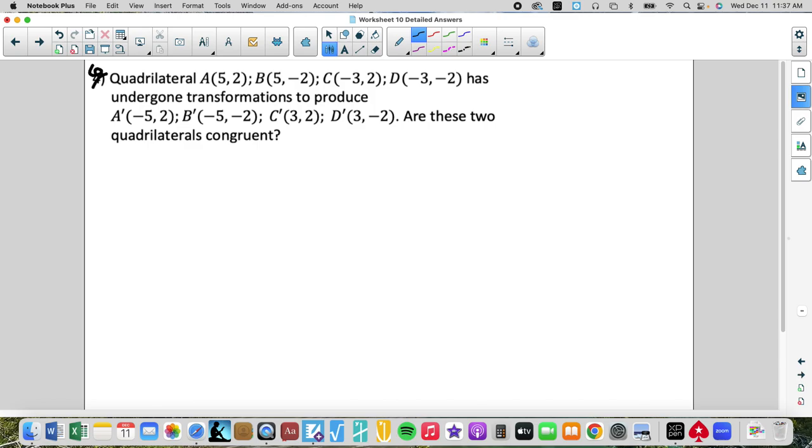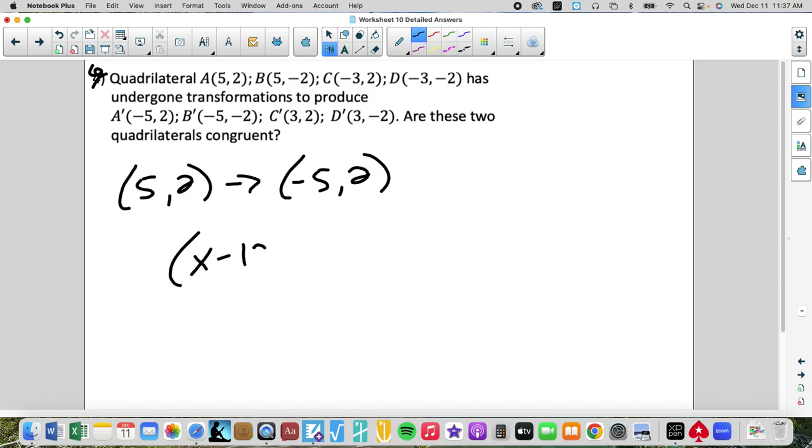Academic decathlon. Quadrilateral A, B, C, D has undergone a transformation to produce A', B', C', D'. Are these two quadrilaterals congruent? What we can do is look at the transformation from (5, 2) to its prime value. What did we do? We stayed on the same y. All we did was move along the x. So that transformation was, we're going to subtract 10 and keep the y value.